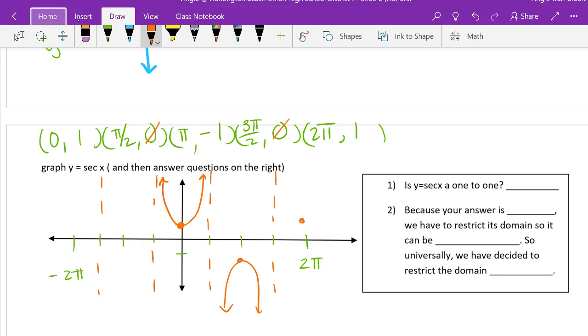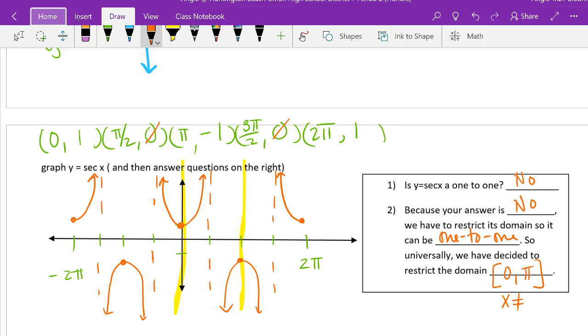Okay, so here's a dot. Here's another dot. Here's another dot. All right. Is this a 1-to-1, Rasmus? No, because you said no. We have to restrict it, my dear, so it can be a 1-to-1. All right, you are in charge of the meeting. What do you want to restrict? Rasmus speaks. Inclusive from 0 to pi. Is he right? He is partially right. From 0 to pi, except x cannot be pi over 2. All right, to be continued.